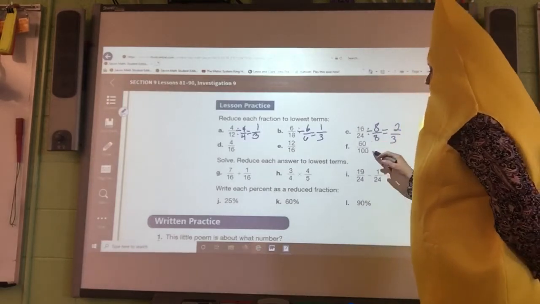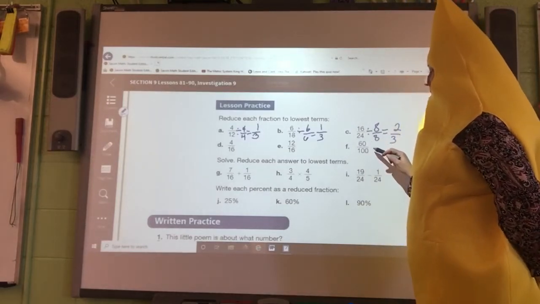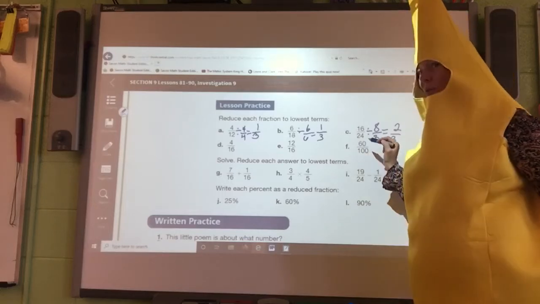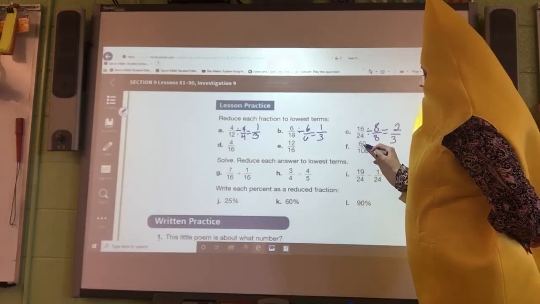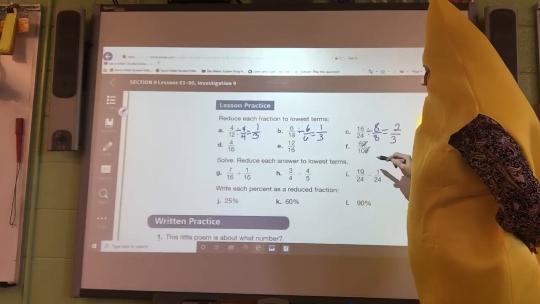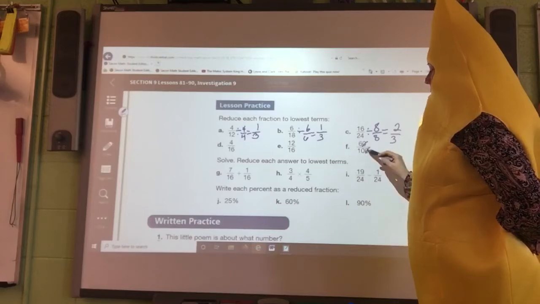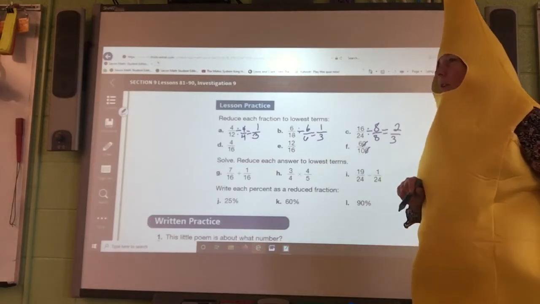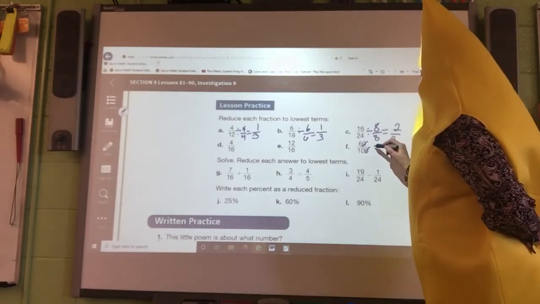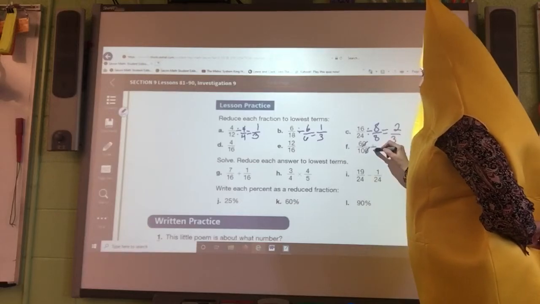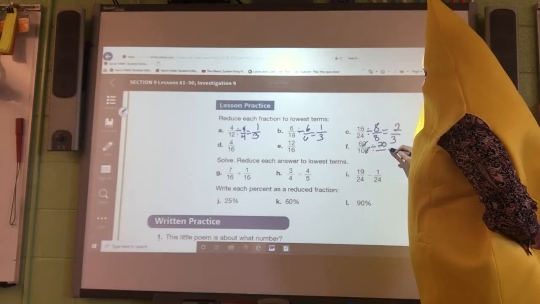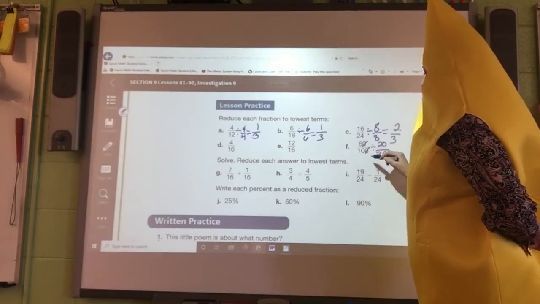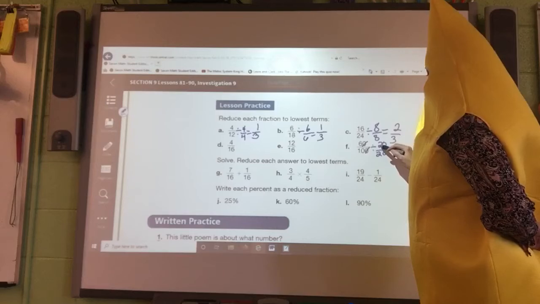F, 60 hundredths. So that would be 60% if I were looking at percents, correct? So first of all, I like to look at this without the zeros. Okay, what goes into 6 and what goes into 10? 2. 2 goes into both of these. So I'm going to divide these by 20 because I'm going to put my zeros back on.